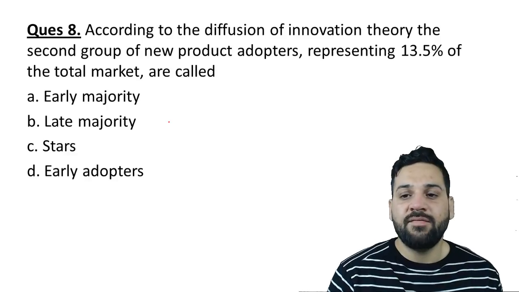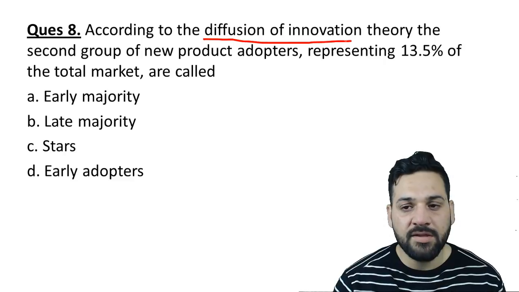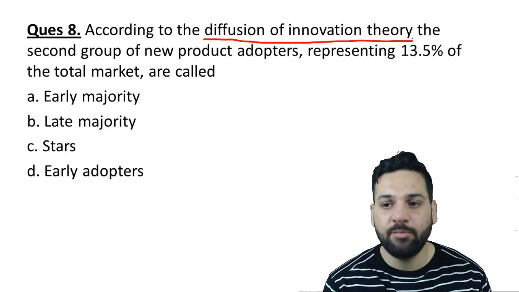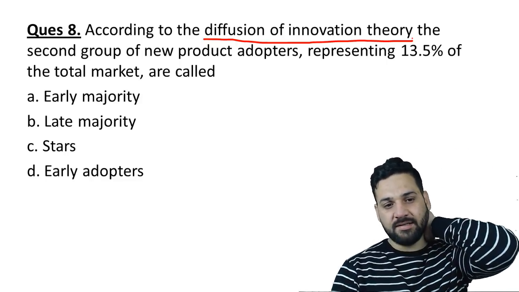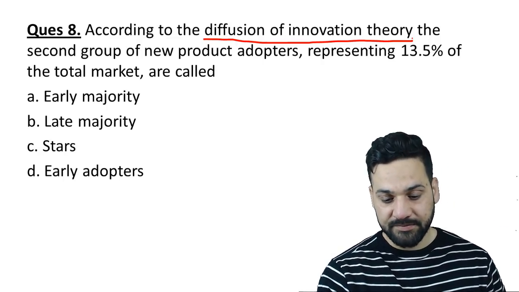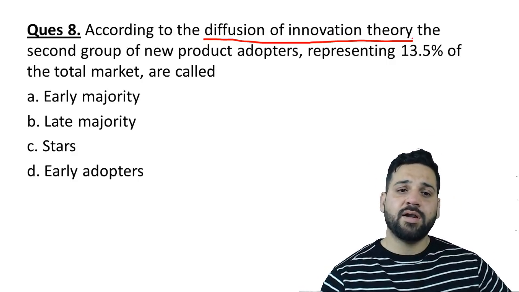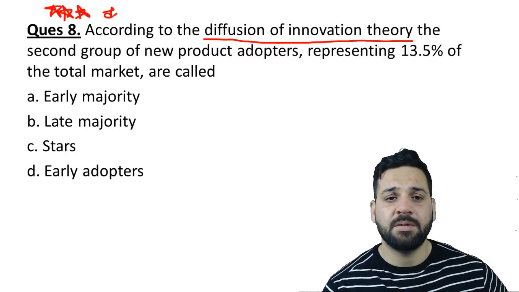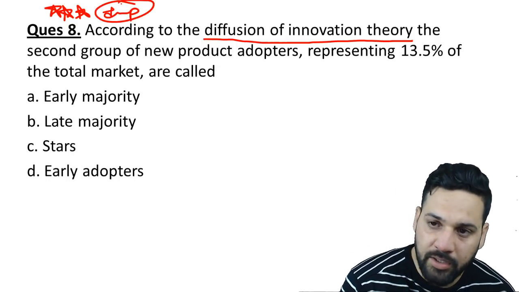According to the diffusion of innovation theory. Yahan pe confused nahi hona sabse pehle. Diffusion of innovation theory. The second group of new product adopters representing the 13.5% of the total market are called what? Ye interesting hai. Give me the correct answers. Really easy, but ye question bahut important hai. Bahut important hai paper ke liye. Baar baar bol raha hu, diffusion of innovation theory bahut important hai.